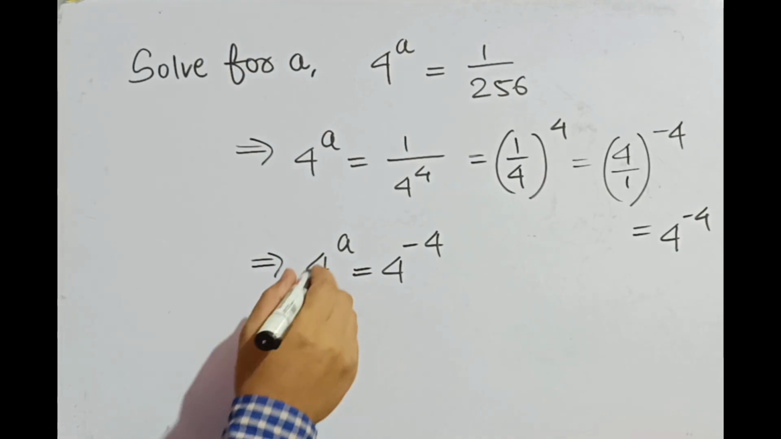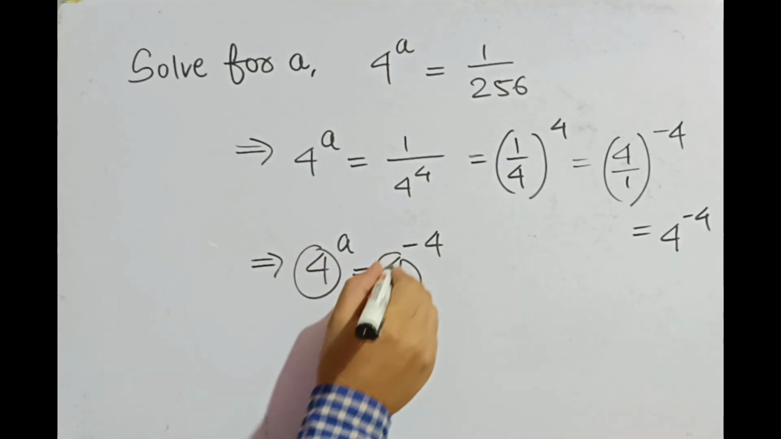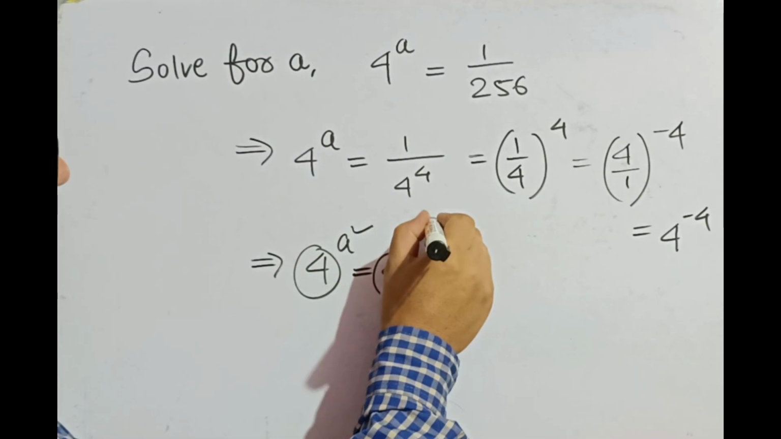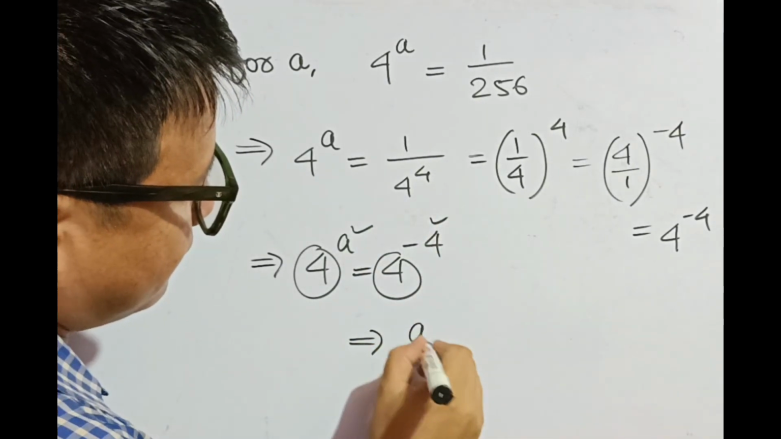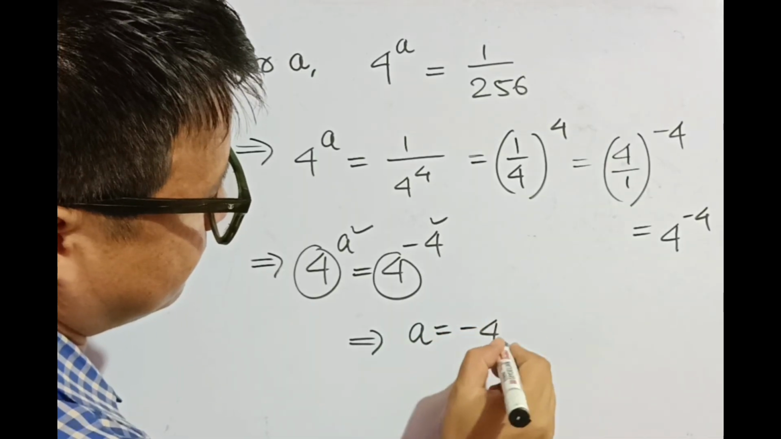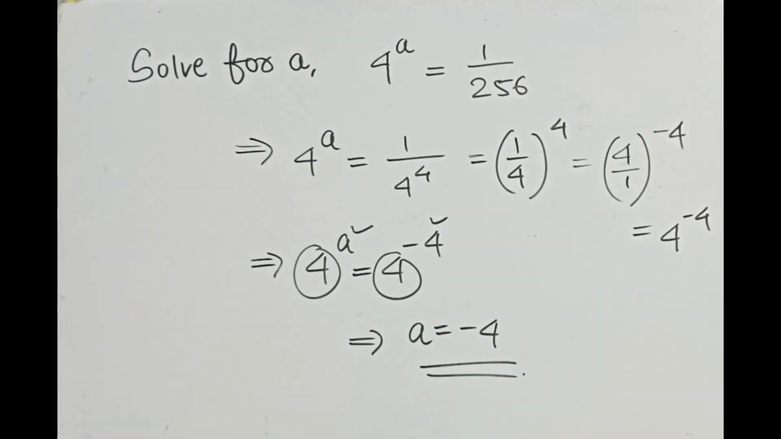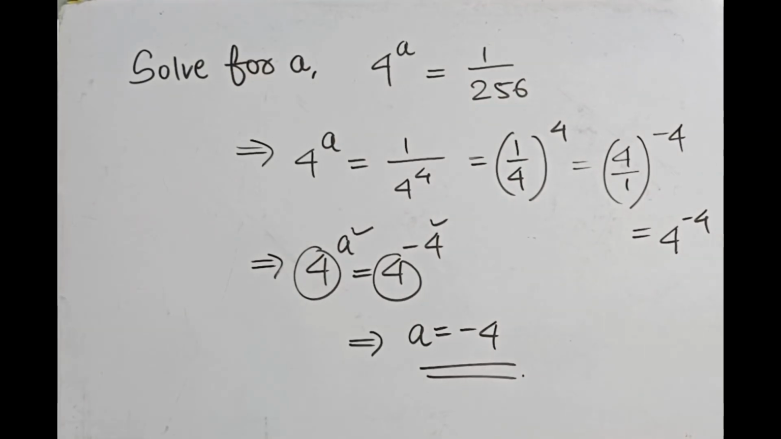Now these two expressions are equal and they have the same base, which is 4. So their exponents, a and minus 4, are equal. Now we can conclude that a is equal to minus 4. So this is the value of a, and this is the solution to this problem.